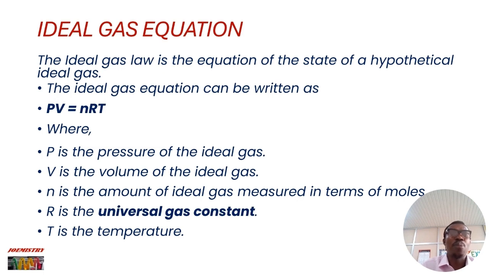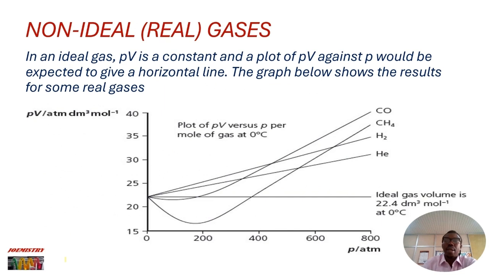From the ideal gas equation, PV is equal to nRT, you can calculate the pressure of the gas, the volume of the gas, the number of moles of the gas. You can go as far as calculating the mass of the gas, the molar mass of the gas, the density of the gas. So it's as simple as ABC.